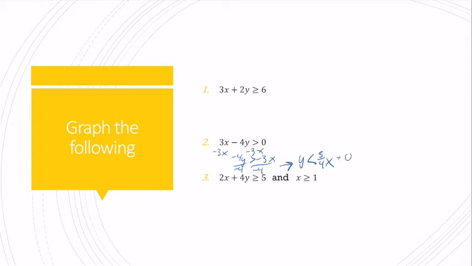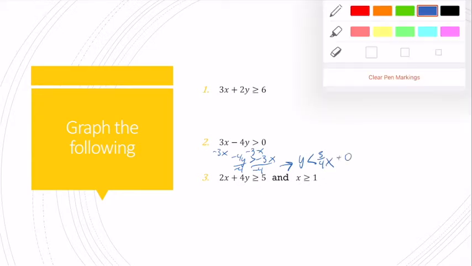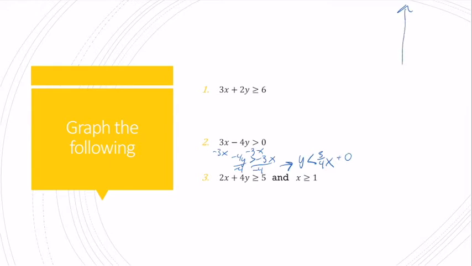What's my y-intercept in this case? Well, it's going to be 0. So let's go ahead and draw a lovely coordinate plane. All right, I'm going to go ahead and plot my y-intercept, which is 0. I'm going to go up, because my slope is 3/4. I'm going to go up 3 and over 4. So here's the graph of my line.